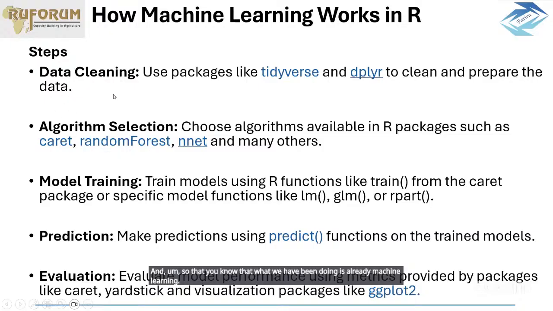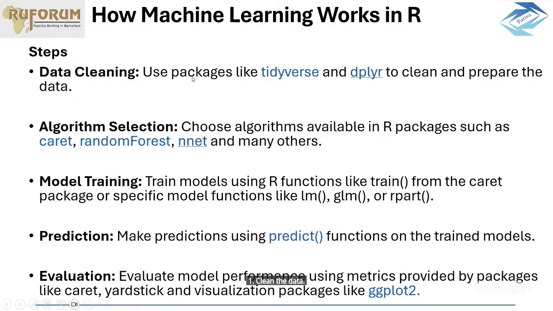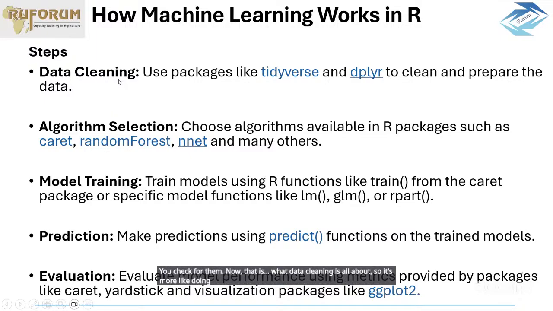One, clean the data using packages like tidyverse and dplyr. We have already done this. The selection of data and the transforming of the outcome variable is what we call data cleaning. If you have missing data, you check for it. If you're looking at outliers, you check for them. That is what data cleaning is all about. So it's more like doing exploratory analysis as well.